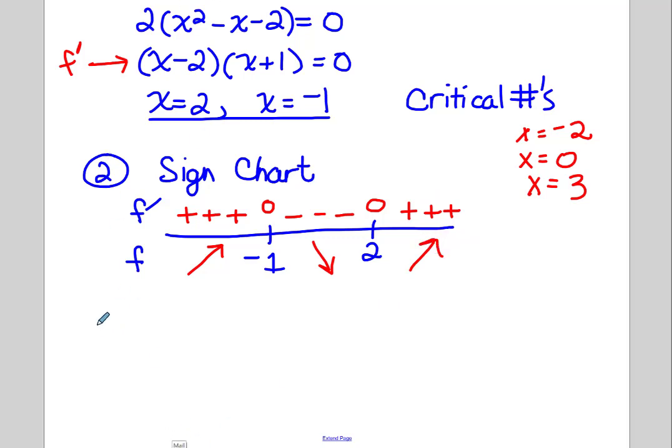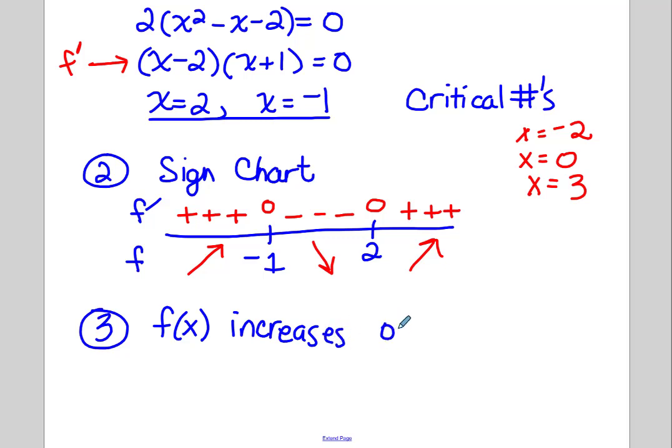So that's my little procedure. I find the derivative, get the critical numbers, set up a sign chart for the critical numbers, test values in each section of the sign chart, and then I can give you the information you need. I know the function increases in 2 places, and those 2 places are from negative infinity to negative 1 and from 2 to infinity.